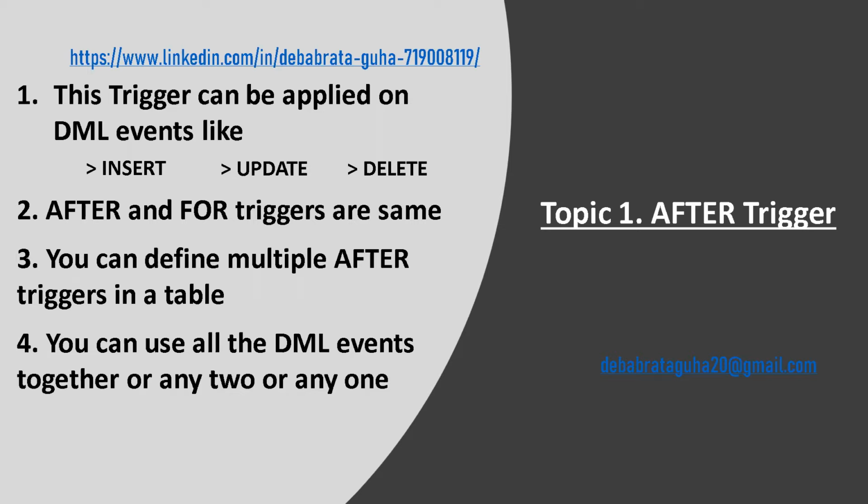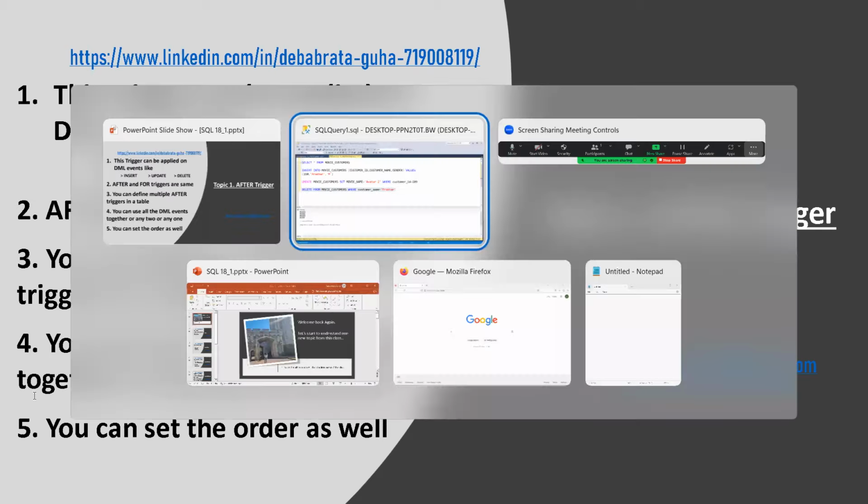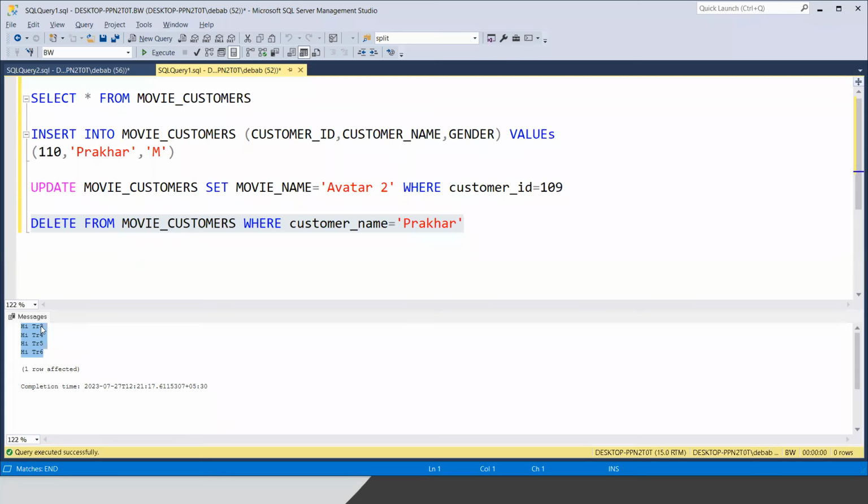So it is saying you can use all the DML events together or any two or any one in the trigger. Now if I proceed, you can even set the order, like which one will happen first. Here, as per the creation, TR3 was created first, so it is working first. Then we created TR4, so TR4 works after that, then TR5, and at last TR6, as per the creation time. But if needed, you can change the order as well.